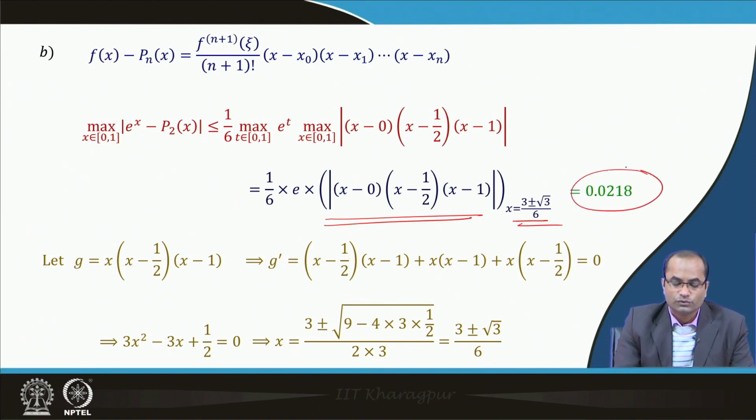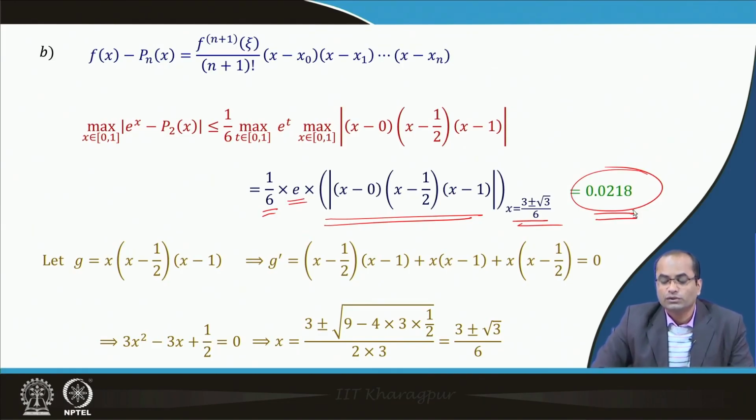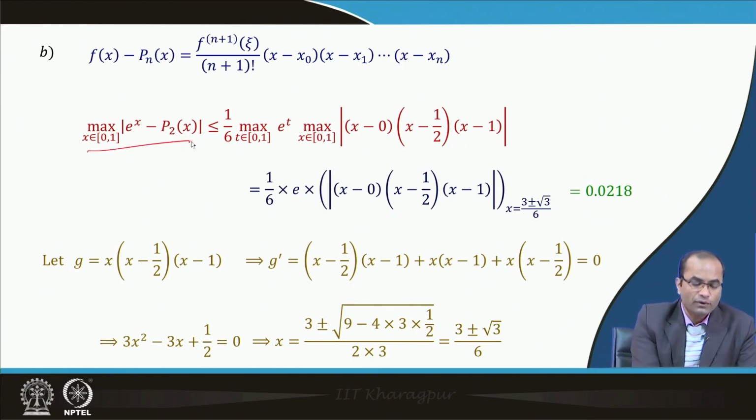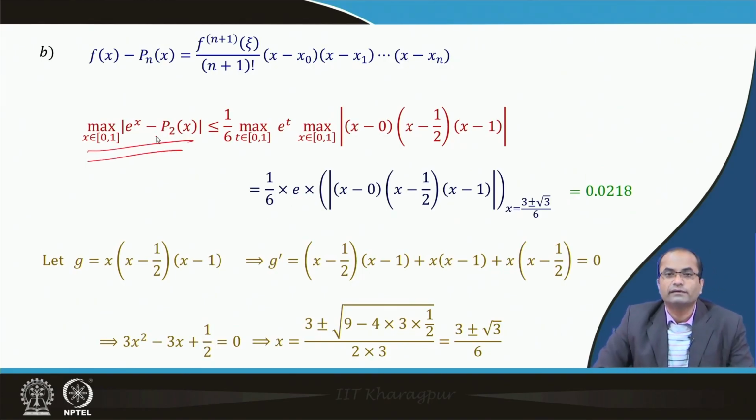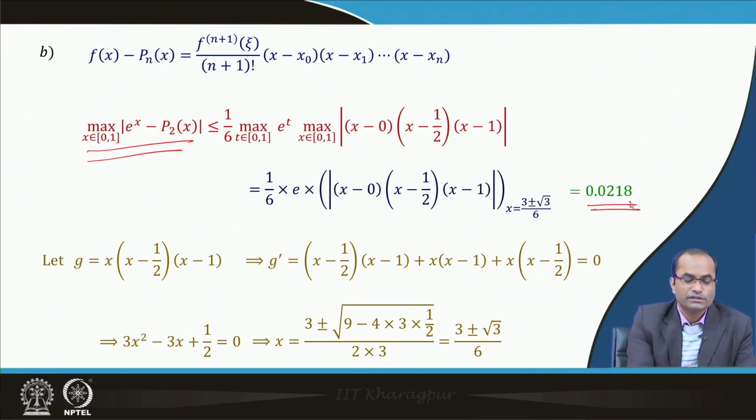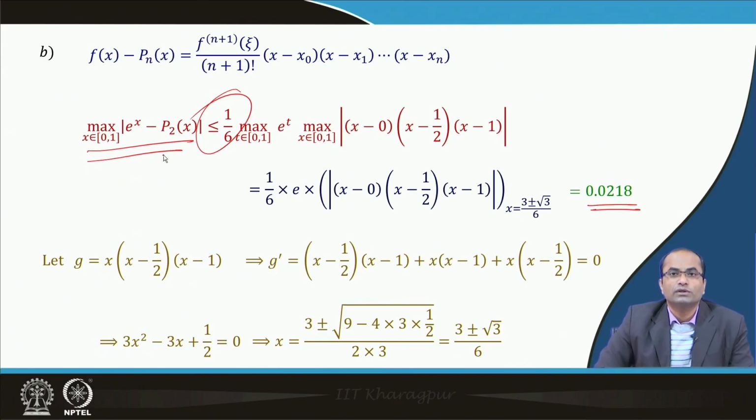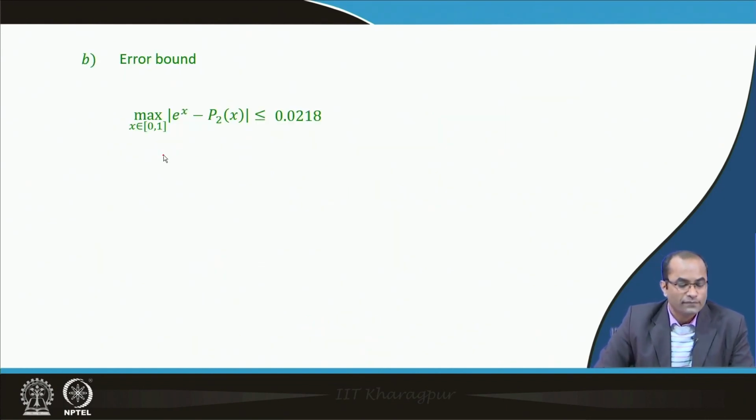And this comes out to be, when we multiply by this e and this 1 over 6, 0.0218. So, that is the upper bound we are getting for this error when x varies from 0 to 1. And now we can verify whether the actual error is below this error bound, because this is the upper bound. So, the error should be less than 0.0218 at any point in this range 0 to 1.